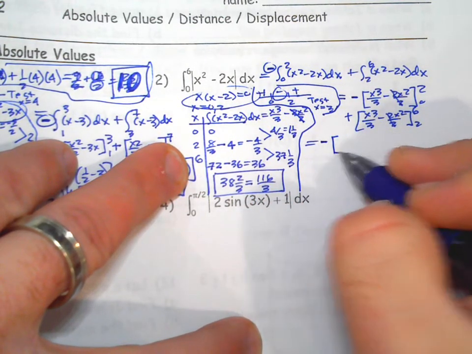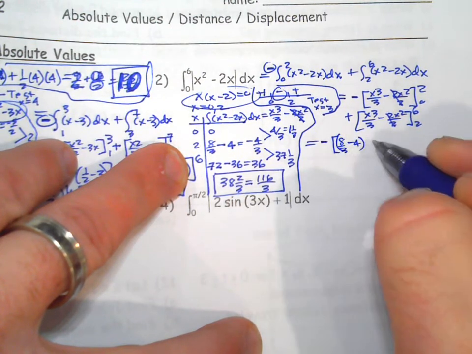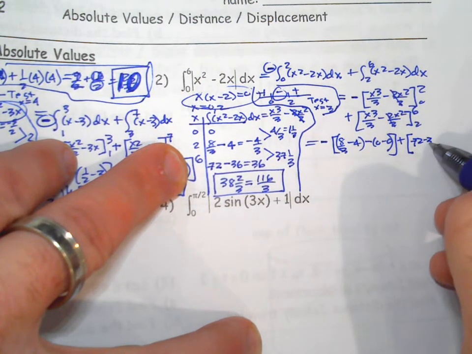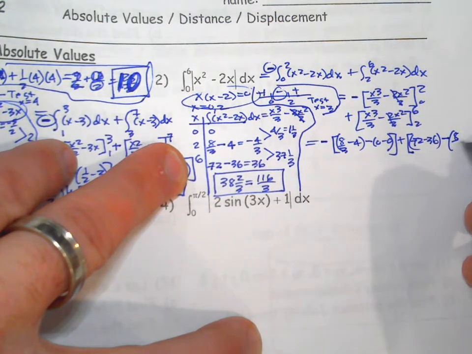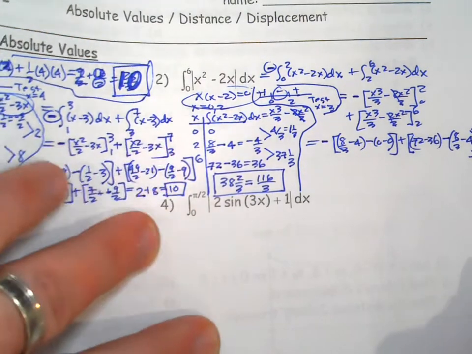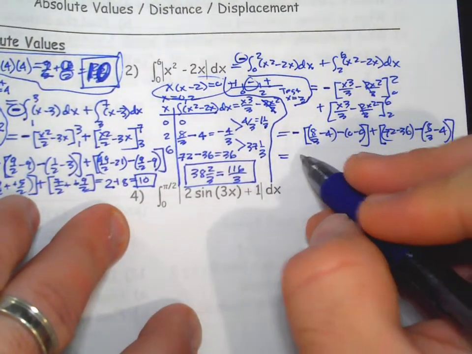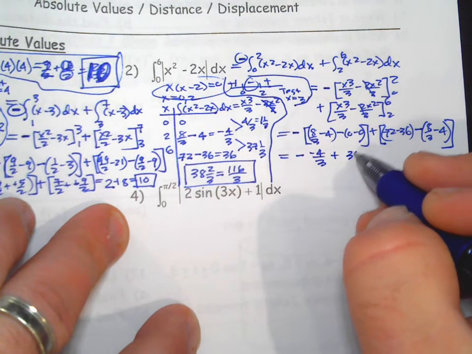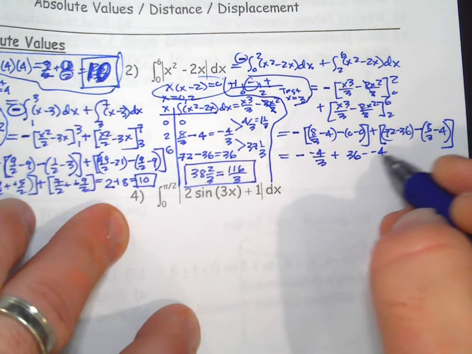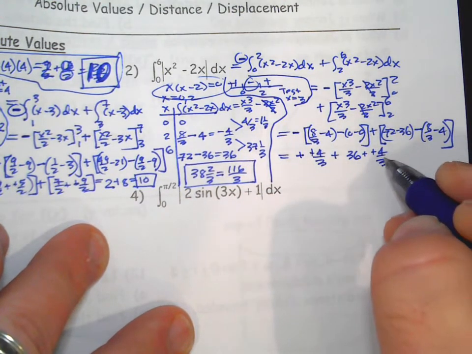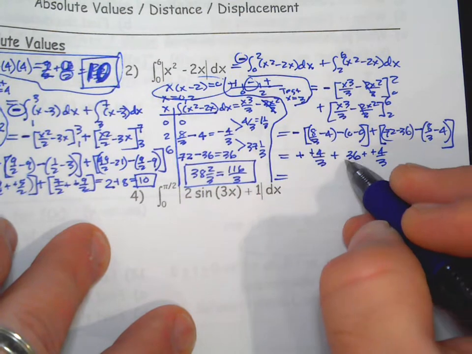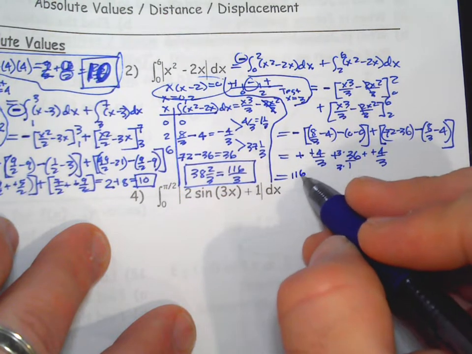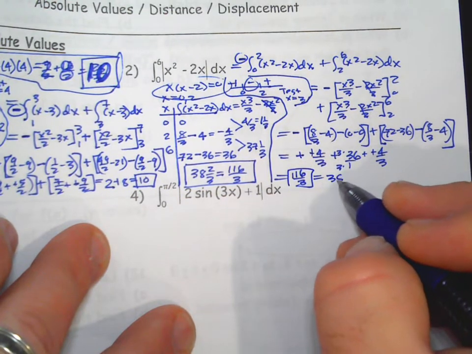So if you plug 2 in, you get 8 thirds minus 4. Plug 0 in, you get 0 minus 0. Plug 6 in, you get 72 minus 36. Minus plug 2 in, it's going to be 8 thirds minus 4. So just got to simplify. This is going to be negative 4 thirds. This is going to be 36 minus negative 4 thirds, plus. So if you give this least common denominator, it's going to be 108, 112, 116 over 3, or 38 and 2 thirds.